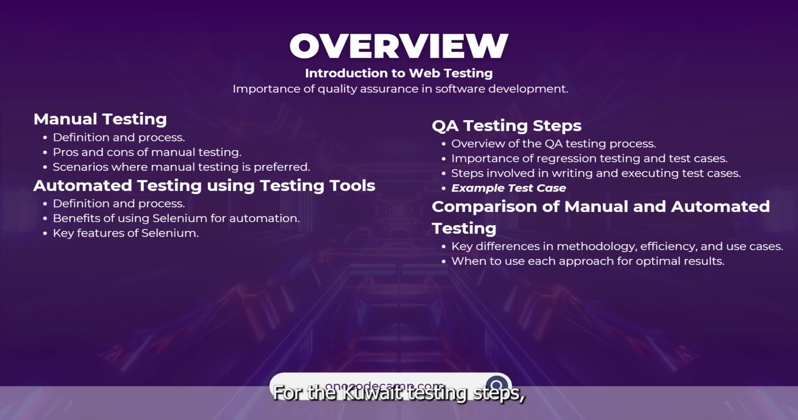For the QA testing steps, we will also be doing an overview of all the QA testing processes. What is the importance of regression testing and test cases? What are the steps involved in writing and executing test cases? And we will also be showcasing a sample test case that is used in actual web testing. We will also compare, as a conclusion, the difference between manual and automated testing and where and when it's suitable to use one type over the other.